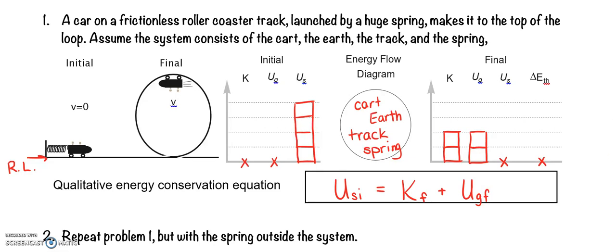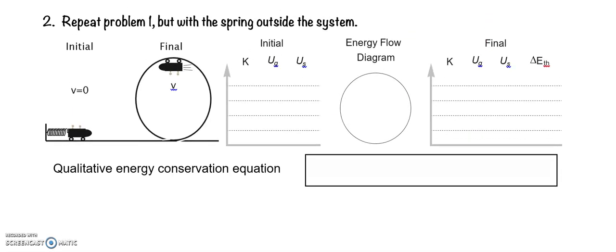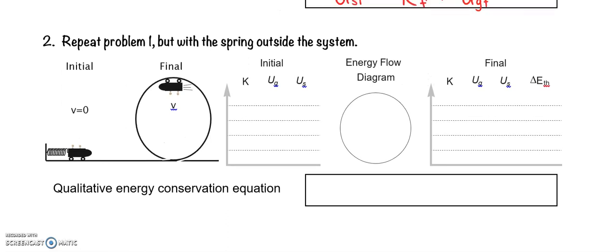Let's take a look at a slight variation on this scenario. In number 2, we have the same cart on the same track, but this time we're told to repeat it with the spring outside of our system. In other words, our system would contain the cart, the earth, and the track, and the spring would be labeled as outside our system. Because the spring is outside of our system, it's exerting a force on our system, and we'll use an arrow and the label for that force to indicate that. Because it's a spring, the type of force that it exerts is called the spring force, or F sub S.